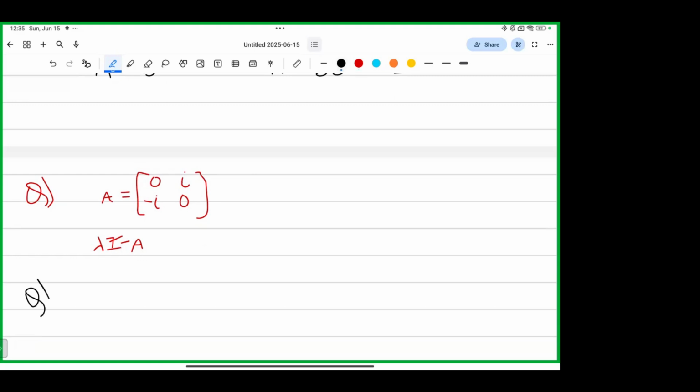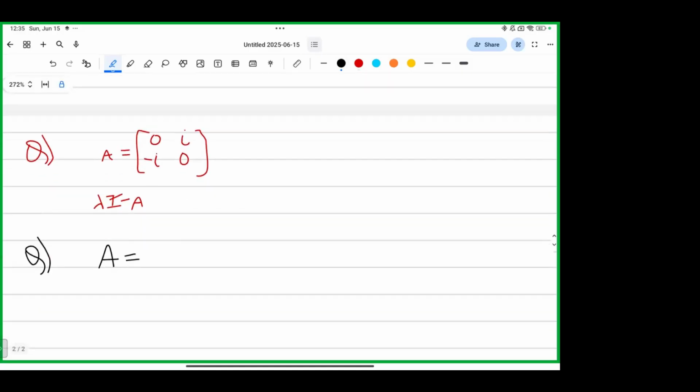Consider this. So these two will have the same eigenvalues, but they are different. Very good.